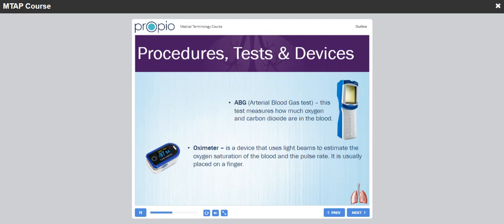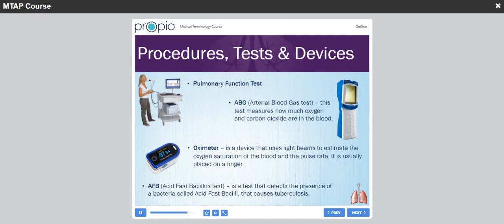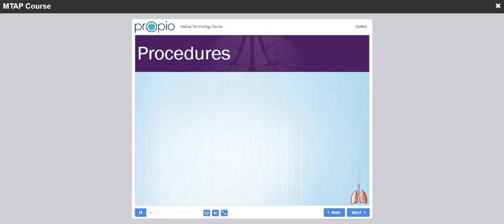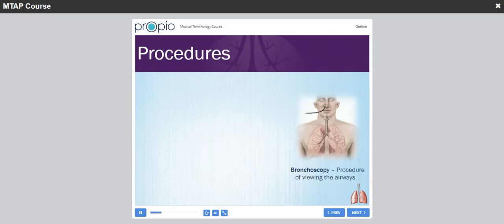Here are the most common procedures related to the respiratory system. Bronchoscopy, it's a procedure to view the airways. Tracheotomy, a surgical incision into trachea. Tracheostomy, the surgical opening into the trachea that can be left open as an airway or be a site of a tracheostomy tube. Lobectomy, pertaining to the lungs here, is a removal of a part of the lung. Laryngectomy, a removal of the larynx.